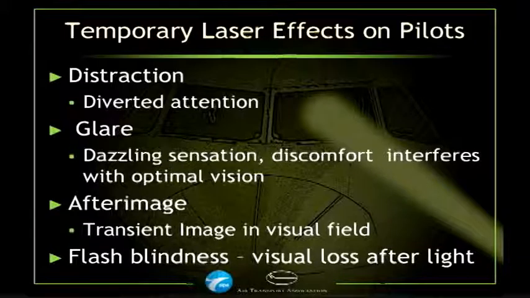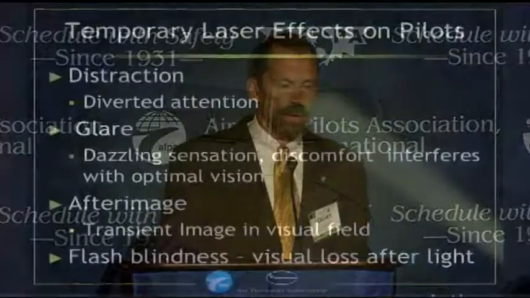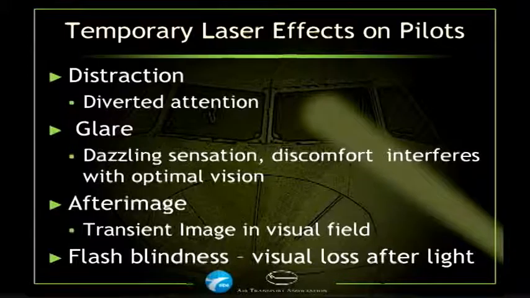What are the temporary effects? We've already talked about this, the distraction, which is just diverted attention. The story about flying at 35,000 feet and seeing something over Las Vegas, an example of that. The glare is just a dazzling sensation with discomfort, which interferes with optimum vision, both outside and potentially inside the cockpit. An after image comes from a stronger power where there's a transient image left in the visual field even after that is gone. And with a flash blindness, the most extreme form of a temporary effect, there is a loss of ability to see for a short period of time afterwards, albeit that short period of time could be at a very critical phase of flight.